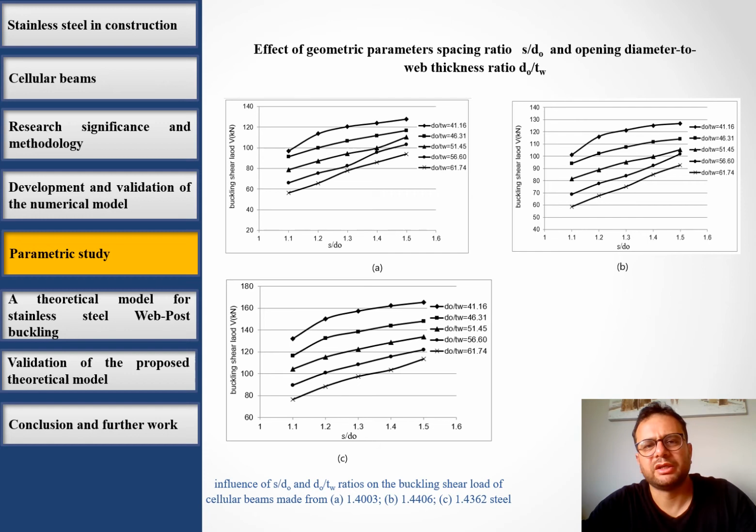As you can see in the figure here, it shows the effect of geometric parameters S over D0 and D0 over 2 TW on the buckling shear load. It can be found that the buckling shear load for the cellular beam has a real positive correlation with the ratio S over D0, where a greater ratio S over D0 will give a higher shear buckling load. Also, the shear buckling load increases with decreasing the ratio D0 over TW.